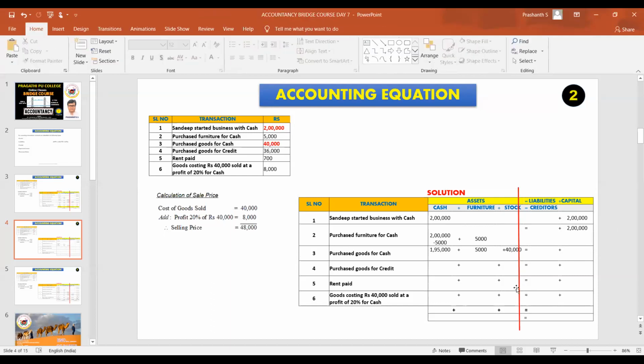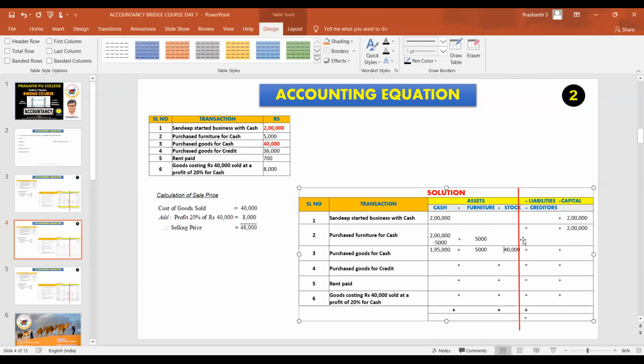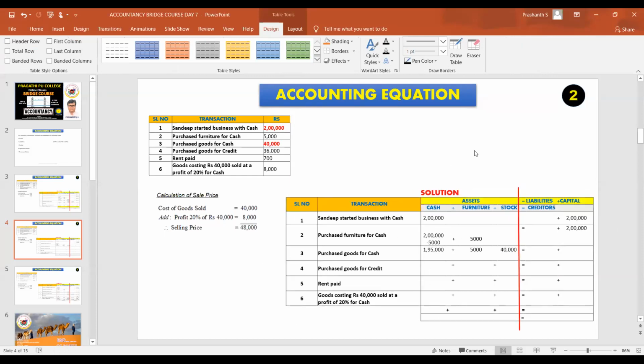So we can mention that as 40,000 rupees. Then what? Minus 40,000 under cash. Why minus 40,000? Because we are buying stock, goods for cash. So purchase goods for cash is 40,000.